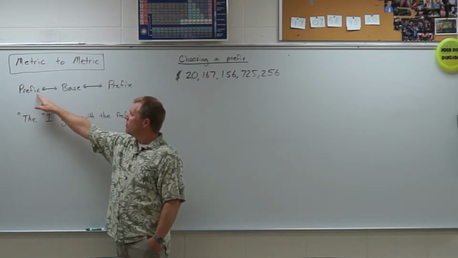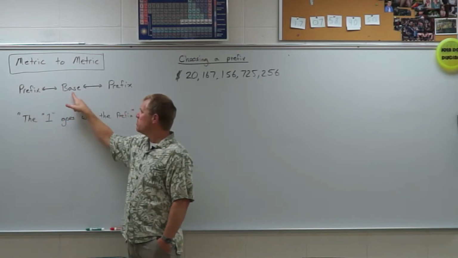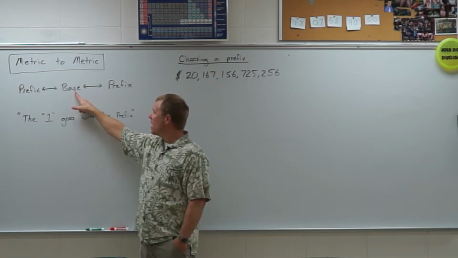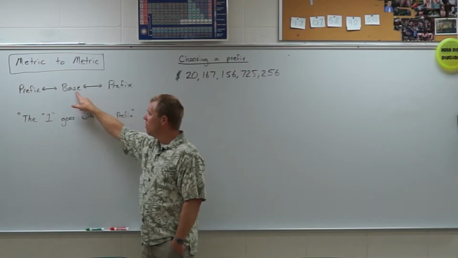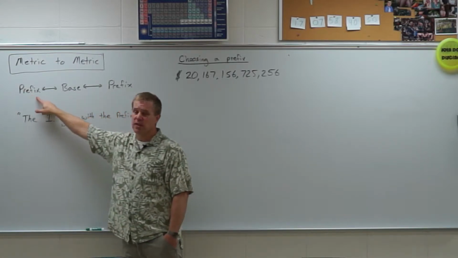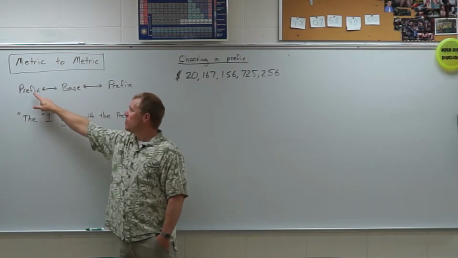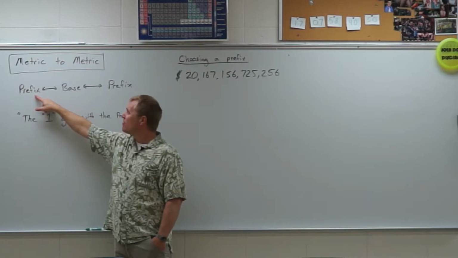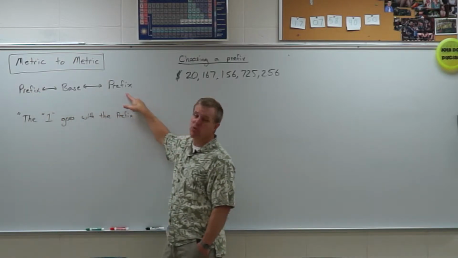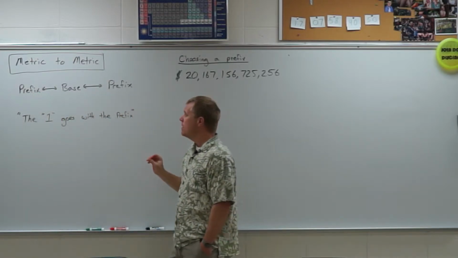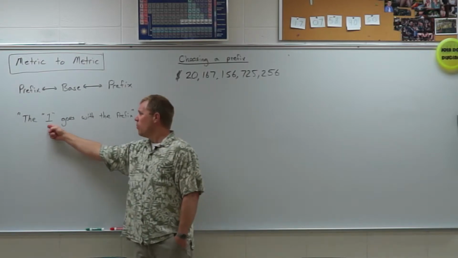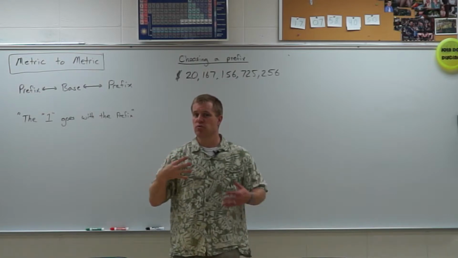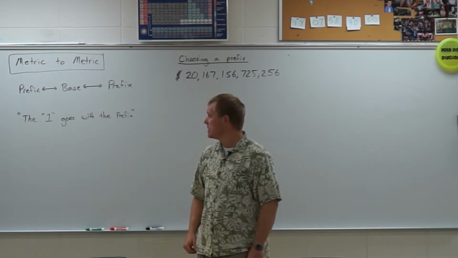So here's a couple things to help you when you do these problems. One, think about this little picture. Prefix, base, prefix. Now you'll notice that if I'm at the base, I can go to a prefix, or if I'm at the base, I can go to another prefix. But I can't go from a prefix straight to another prefix. If I want to do that, I have to go from prefix to base to prefix. Okay? The other thing to remember is the one goes with the prefix. This is going to be helpful for you when you start doing the dimensional analysis.